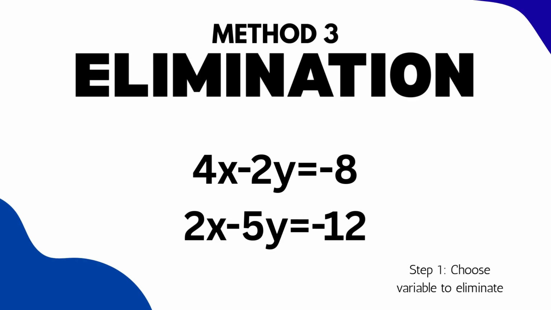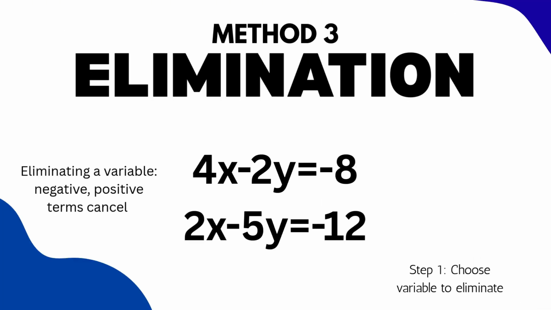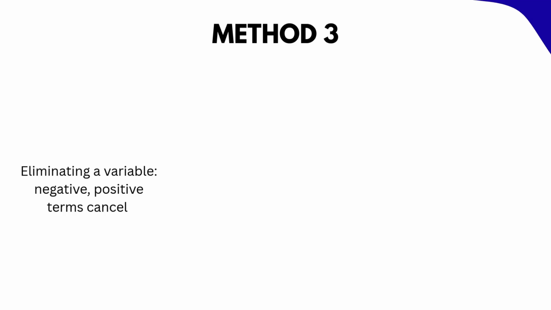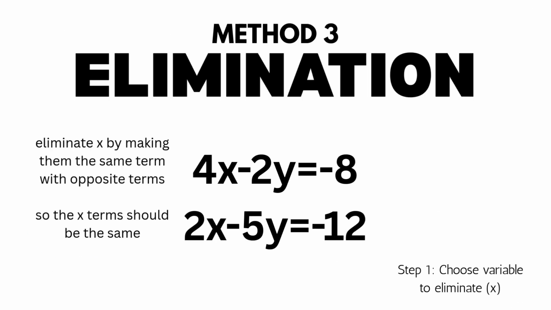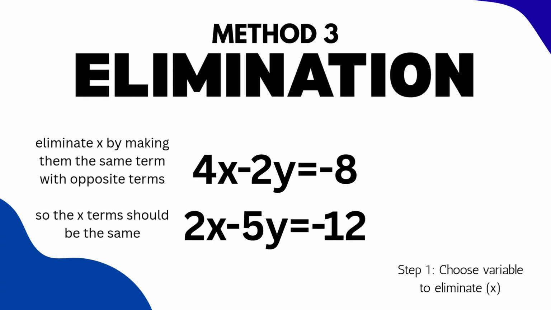Get rid of x. Okay, so we want to get rid of x. What we do is we want our x terms to be the same value, but with different signs so that the opposite signs cancel each other out. So in this problem, we have 4x and 2x.